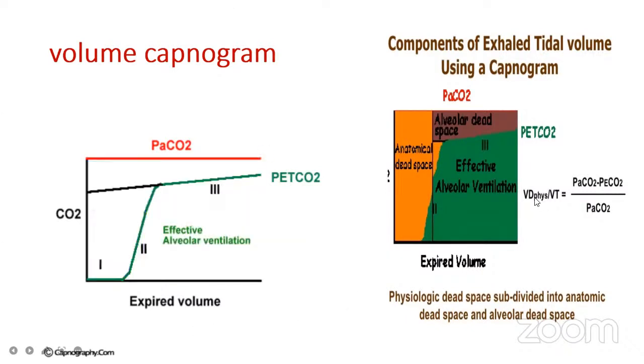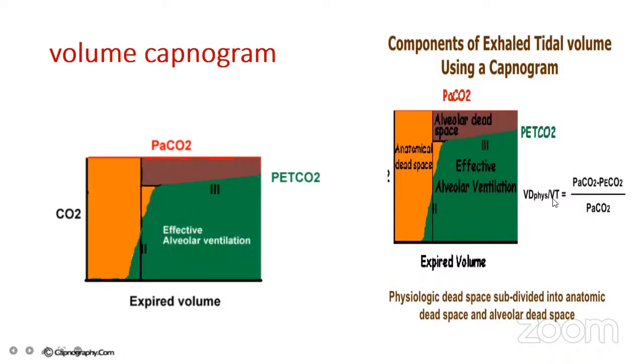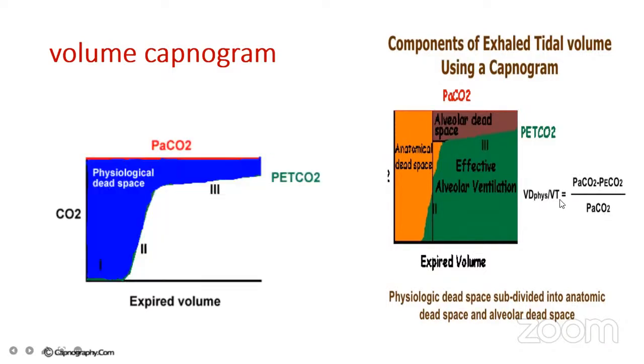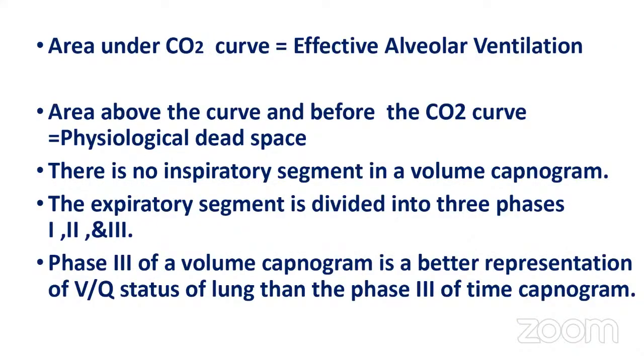So physiological dead space versus the anatomical dead space, we can measure by PaCO2 minus PeCO2 upon PaCO2. The area under the CO2 curve is the effective alveolar ventilation, and the area above the curve, before the CO2 curve, shows the physiological dead space. There is no inspiratory segment in the volume capnogram. The expiratory segment is divided only into 1, 2, 3, versus the time capnogram, which has 4 phases.